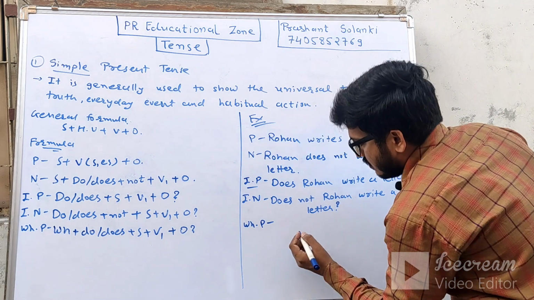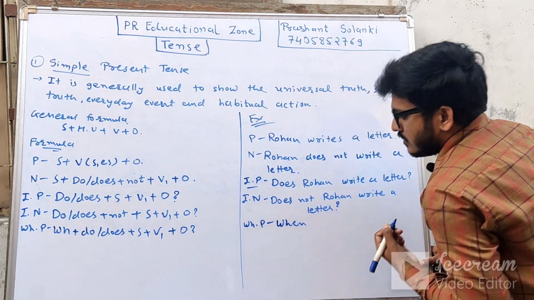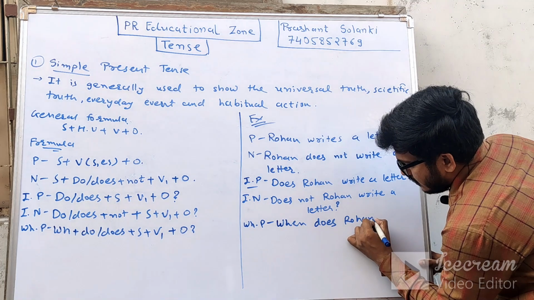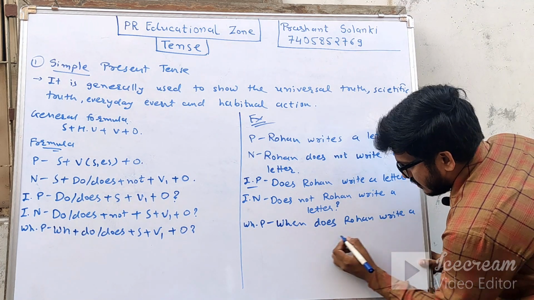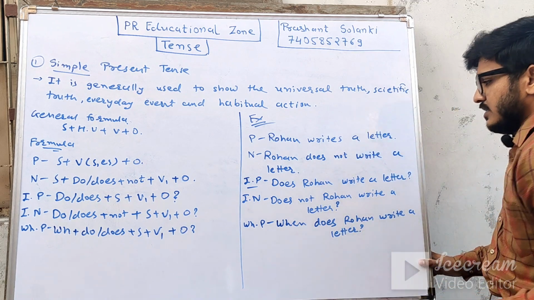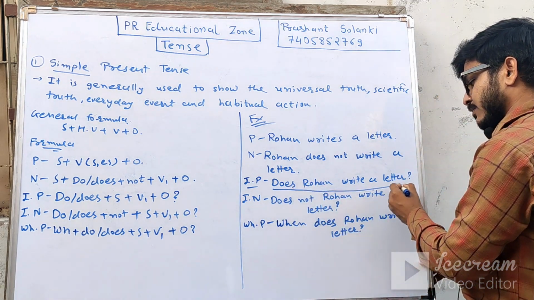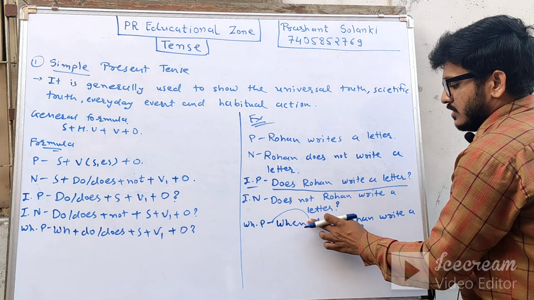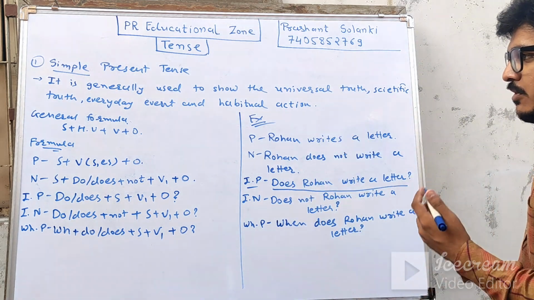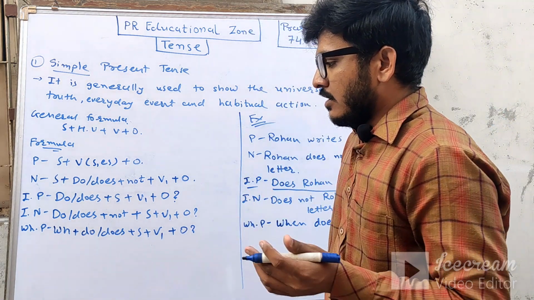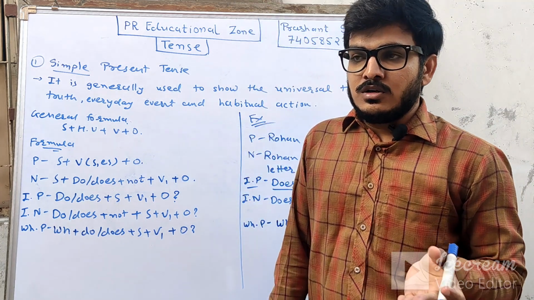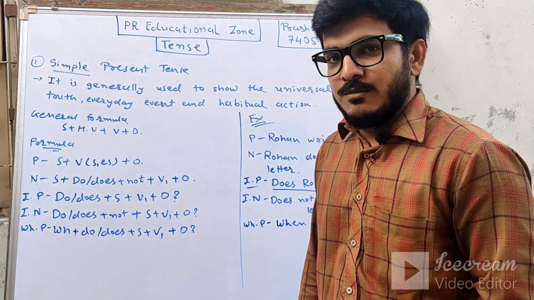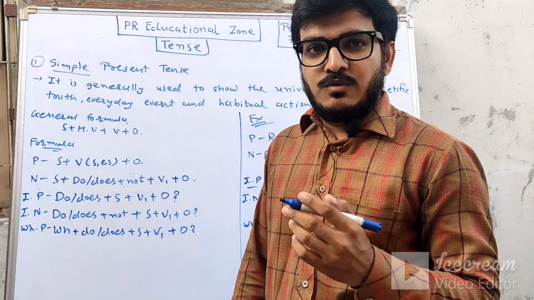So we will take when. When does Rohan write later? Here you can see that it is the same as the interrogative positive, but here we use when before that, so it will become a WH question. So you only have to remember the one tense formula, and after that you only have to replace the verb and the helping verb, and you will learn all the tenses. If you remember only one tense, then you will remember all the tenses.